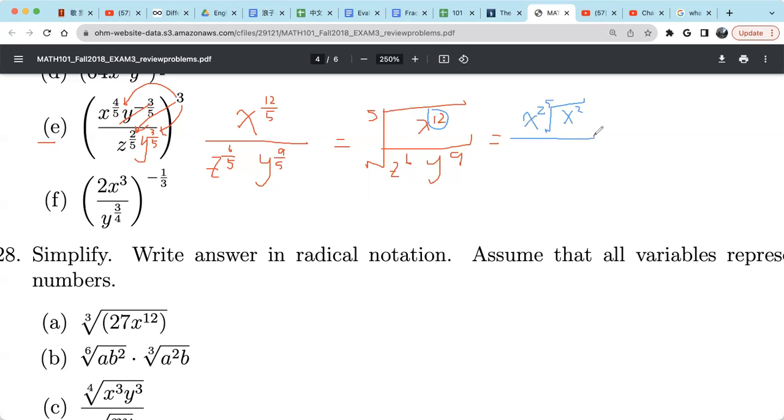And in the denominator, we have z to the 6th. Now, this is z to the 5th and also another z. So the 5th root of z to the 5th just becomes z. But we still have another z inside, under the 5th root. And the y to the 9th can be split into y to the 5 plus 4.